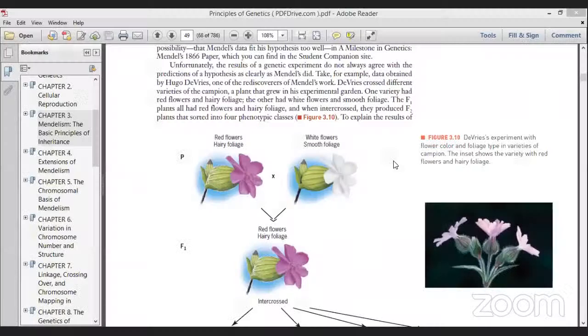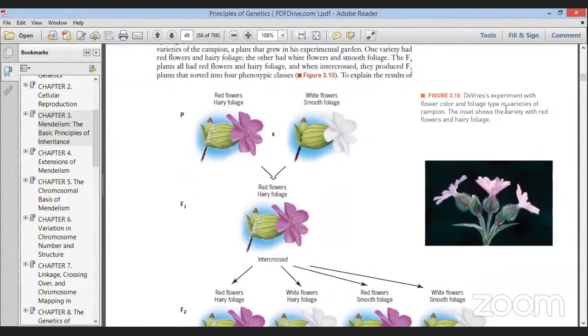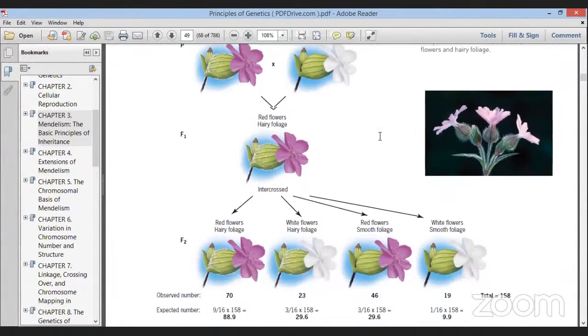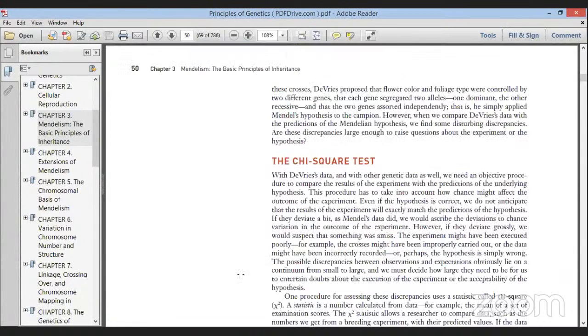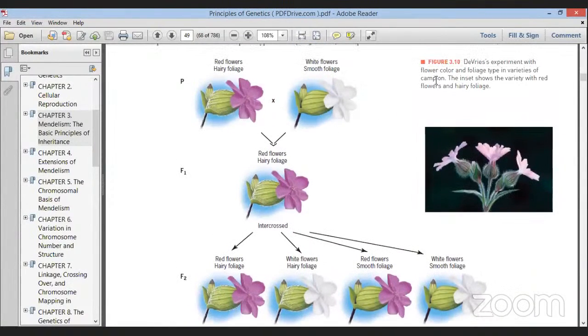So in that book I was just going through, it says that Hugo de Vries used the campion flower, and Carl Correns used the Mirabilis flower. Can you see this? This is the plant. De Vries experimented with flower color and foliage types in the varieties of campion. So this is the flower where he actually gave rise to the monohybrid cross and dihybrid cross. This is the plant, campion.